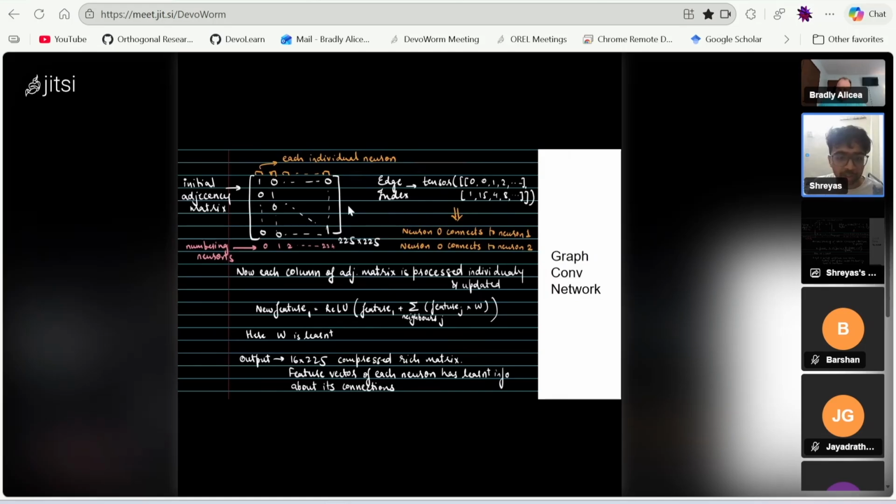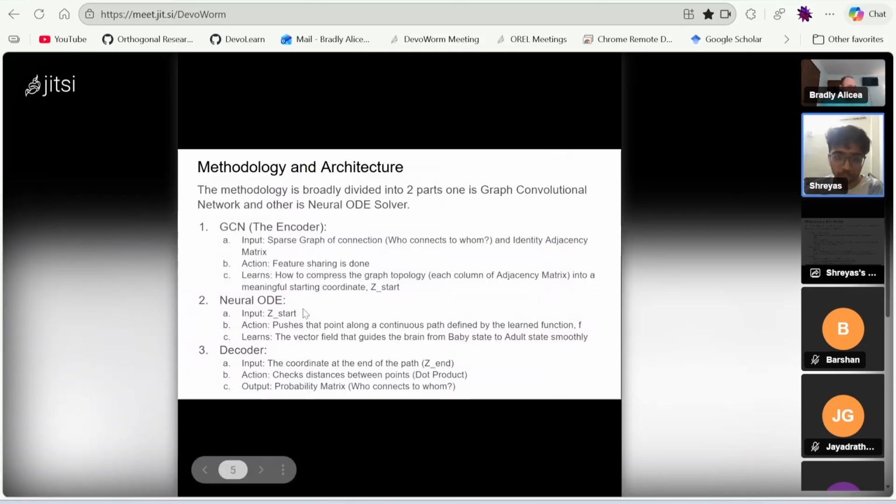So yeah, this is my input adjacency matrix, where diagonals are ones and the rest are zeros. The values of this will change and evolve through the graph neural network, and it will learn its neighborhood. So this is the motto of it.